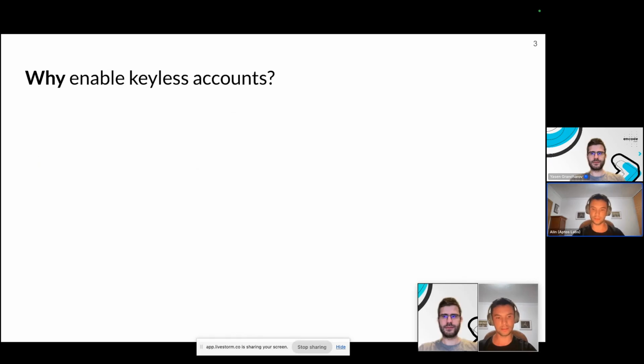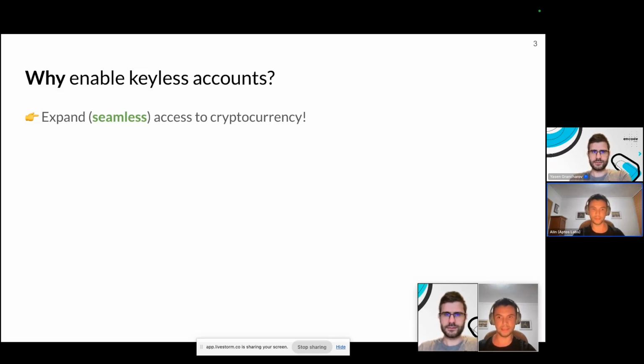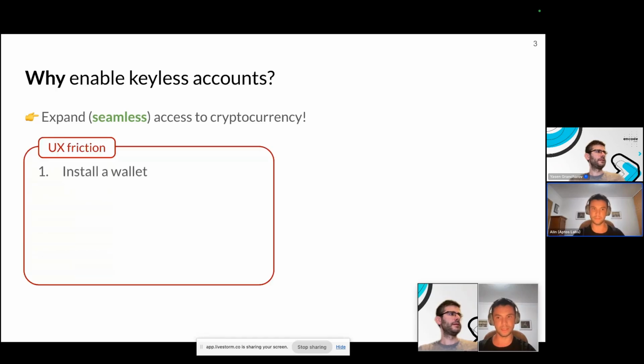All right, so now that we know what we're trying to do here, why do this at all? Why enable this keyless account feature on Aptos and on other blockchains? The way I think about it is we're trying to expand seamless access to cryptocurrencies. Cryptocurrencies, as you know, are a little bit hard to use. Even expert users tend to lose access to their wallet. And so features like keyless hope to put a little bit of a dent in that.